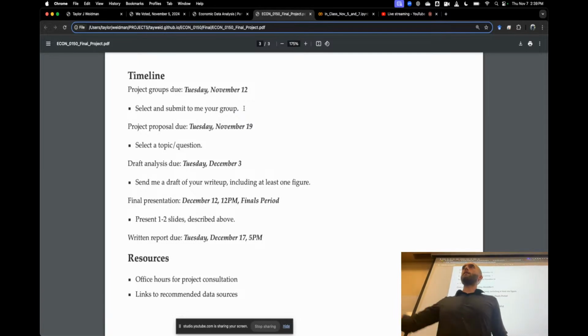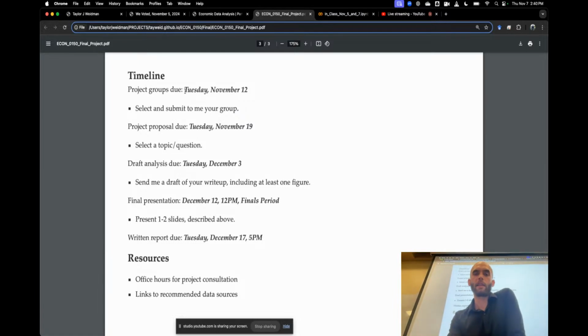This can be people who you might have some interest in working with. So that could be you share a common minor or major that's not economics, and you want to do something in that area of study. Or it could be a friend. You just want to work with someone who you know and you like and you trust. So be thinking about who you might pick as a group member.